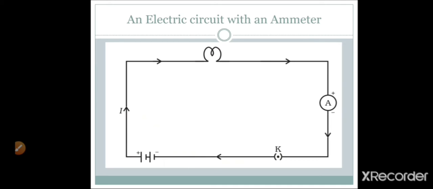Now this is an electric circuit with an ammeter. As we are seeing here, there is a bulb and an ammeter which is connected in series. The battery is shown here, and a key is also there. The current is flowing from the positive terminal of the battery to the negative terminal. The positive end of the ammeter is connected to the positive end of the battery, and the negative end of the ammeter is connected to the negative end of the battery.